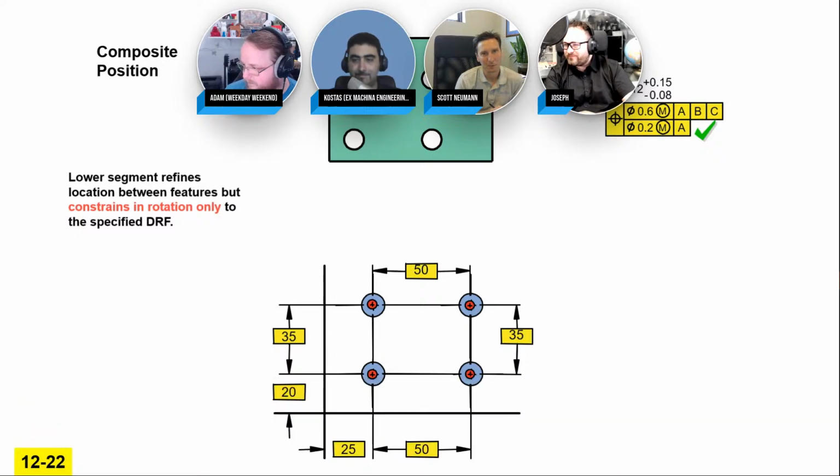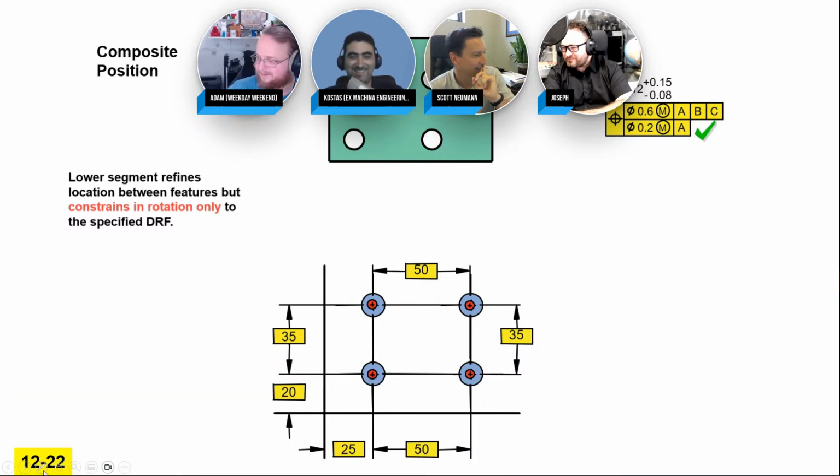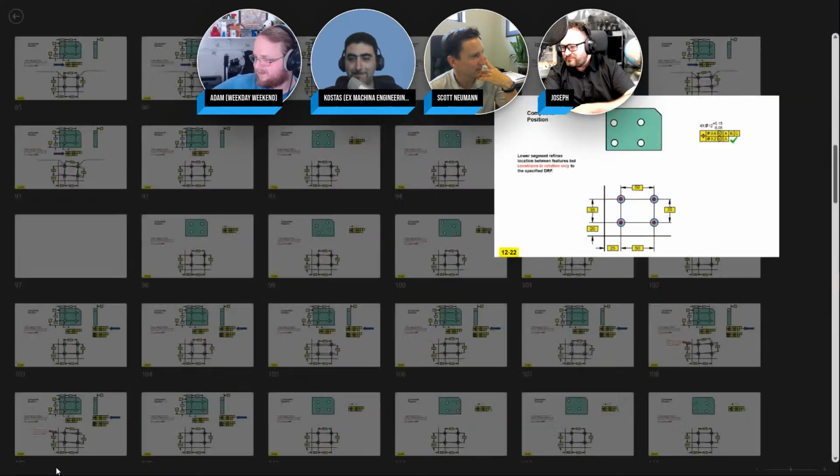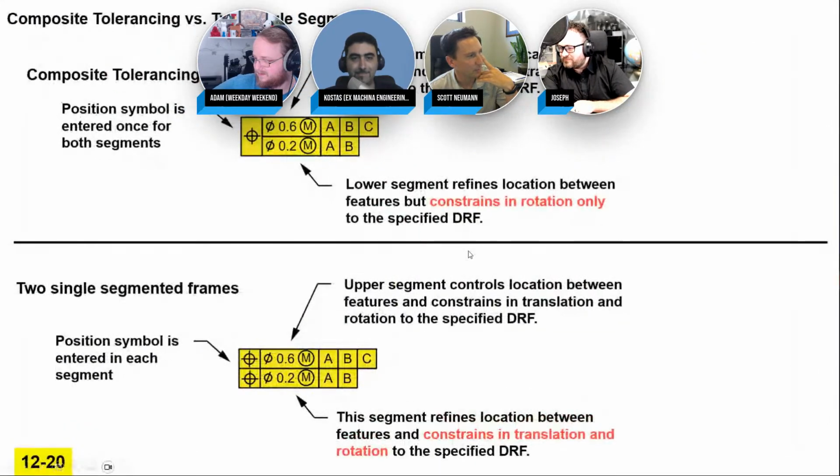That's a good question. Oh boy, that is a good question and a long one. So it could be a long answer. I can give you the short answer, but then it's going to be like, what the heck does that mean? But composite and two single segments don't really start being different until you start adding additional datum features in here.